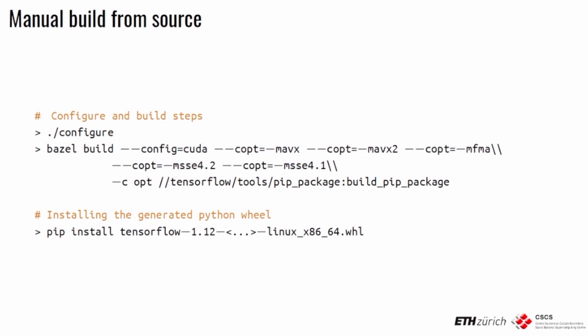And these are the main flags that you need to be careful with. I point this out because of the instruction sets: they need to match your architecture to make sure that you're using everything your system has available. So AVX2 and so on. And this build command will actually just generate a wheel, a Python wheel, and then you can just install the wheel with pip.